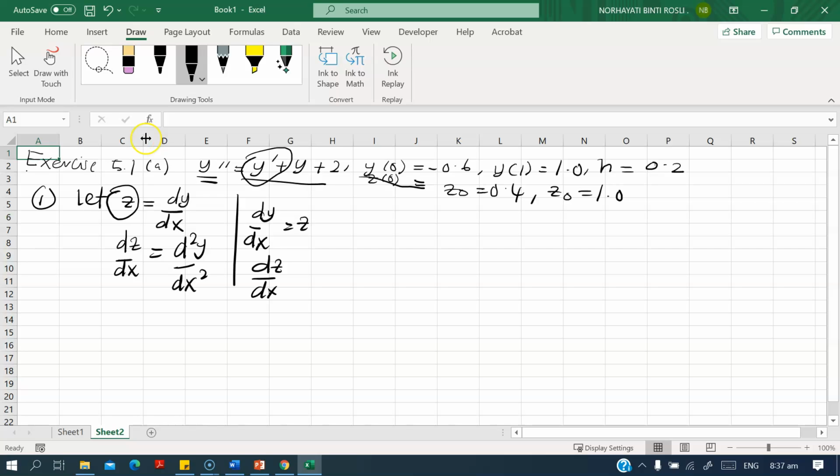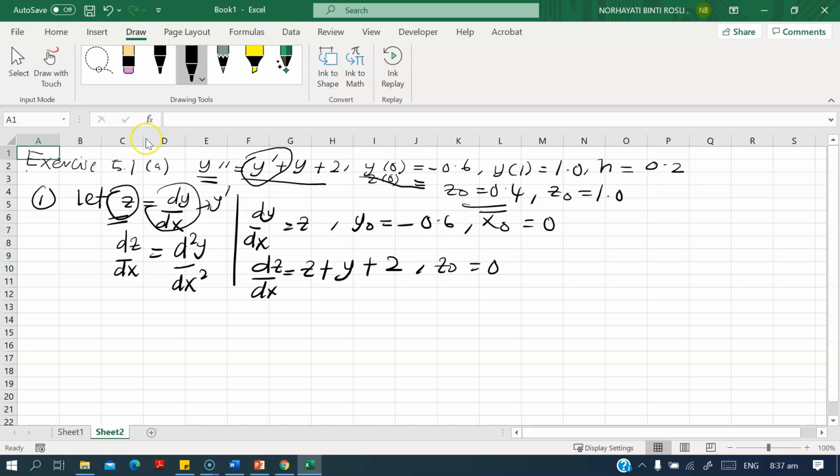But you see here, you have y prime. What does it mean by y prime here? You can get it from this one, because this is y prime. So y prime equal to z. So we have z plus y plus 2. And then class, why did you get this one? Based on the question, you have y0 equal to negative 0.6 for x0 equal to 0, and for z0, we use the first guess here, which is 0.4 for x0 equal to 0. So how can we solve using Euler method? The second step, you need to solve using Euler method. You can use Excel here.